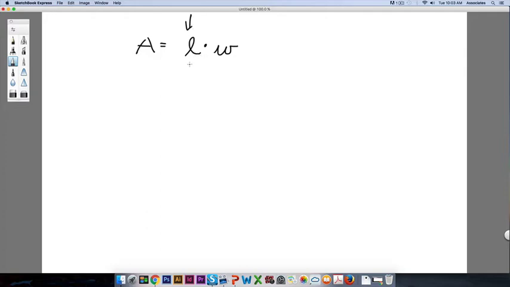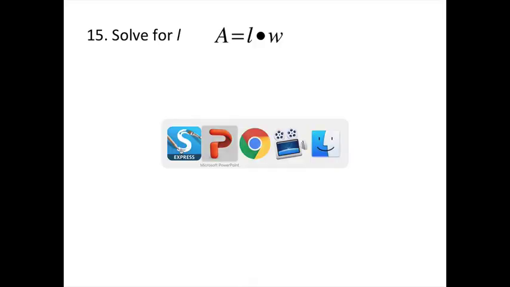Well, length is multiplied by W, so the inverse of multiplying is dividing. Nothing will simplify here, but W divided by W, they cancel. So I get the length is the area divided by the width. And there's your problem, and we've shown all steps which you need to do. Whenever the directions say solve, it implies you need to show the work. All right, pause if you need to. Welcome back. Let's go on to our next problem.